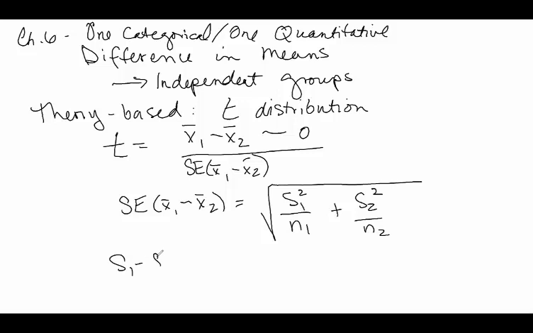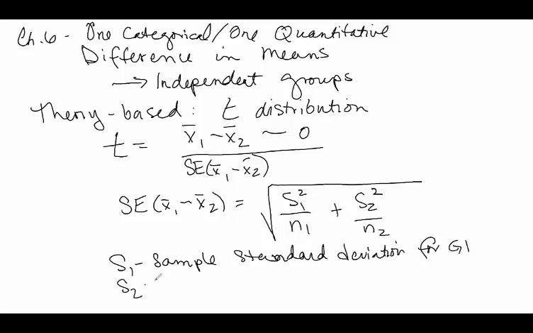So S1 is the sample standard deviation for group 1, and these would always be given. And S2 is our sample standard deviation for group 2. And N1 and N2 again are just our sample sizes.